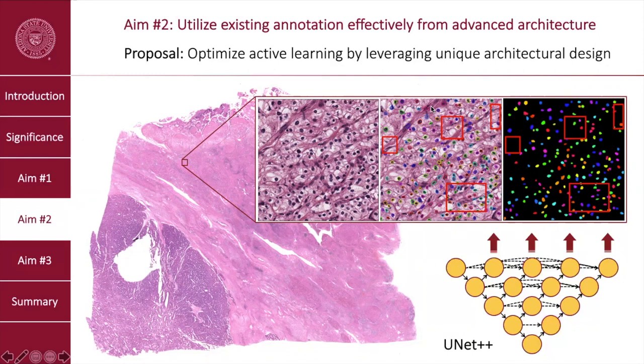Instead of annotating all the objects in the entire image, it only recommends a small selective region for humans to annotate. So you don't need to annotate all, just select the most important region to annotate. And the rest of the region can be automatically segmented by the machine. So it reduces a lot of time.